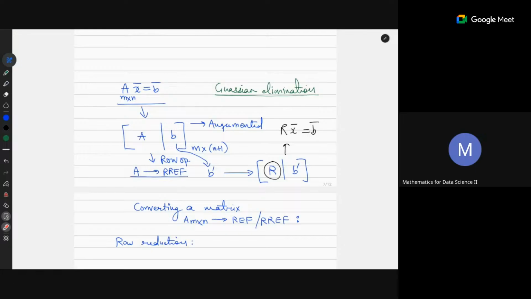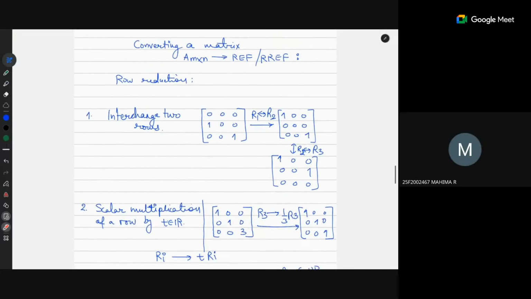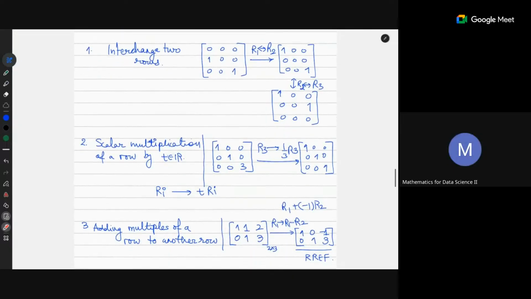Okay. Yes, Mahima. Regarding that scalar multiplication, can we multiply all the elements in a row by 0? No. Zero row multiplication is not allowed. It should be non-zero. Yeah.